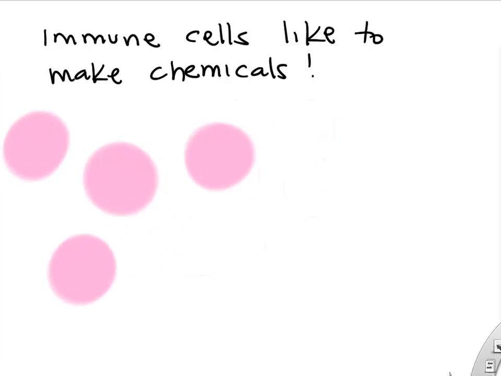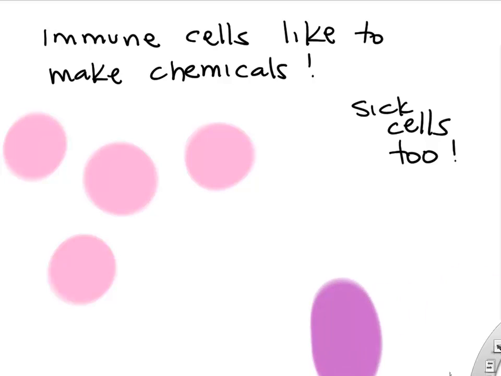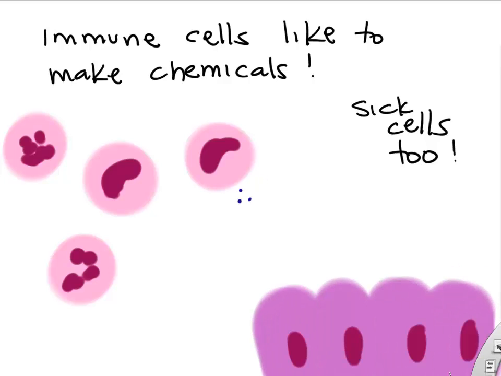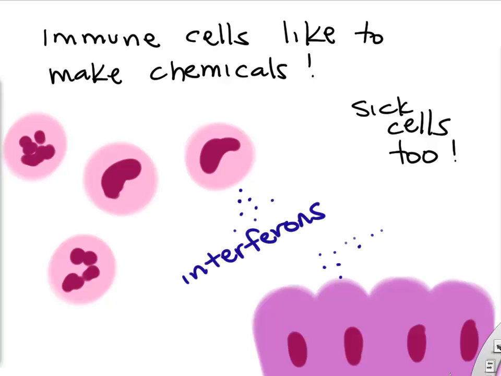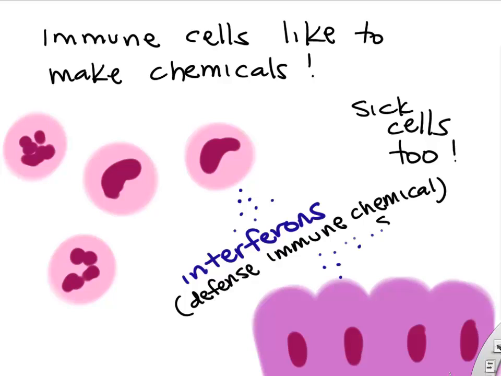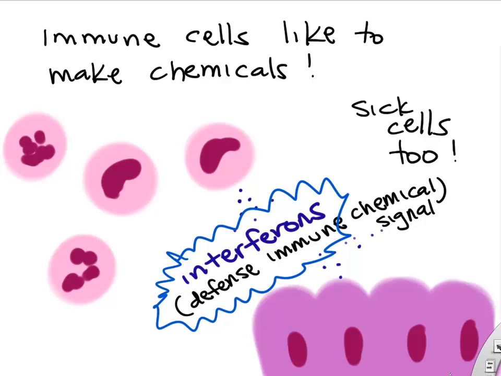Immune cells like to make chemicals to help alert other immune cells or other body cells to what's going on. So there's lots and lots of immune chemicals released by our body cells and our immune cells. One of the more famous chemicals that our immune system makes is called interferon, or interferons. This can be made by your immune cells, but also your infected body cells.